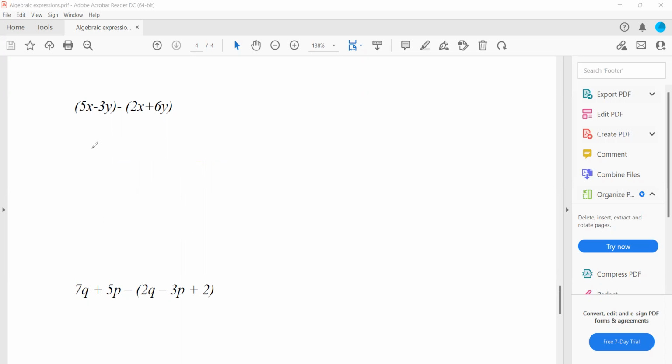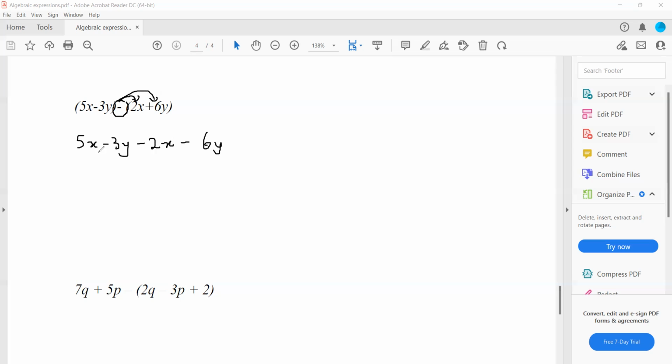Okay, right now we're going to do this question. So you notice that there is a minus sign here, and that is going to affect these two terms over here. The front bracket you can already remove. So minus with plus becomes minus, so it's minus 2x. Minus with plus becomes minus, so it's minus 6y.